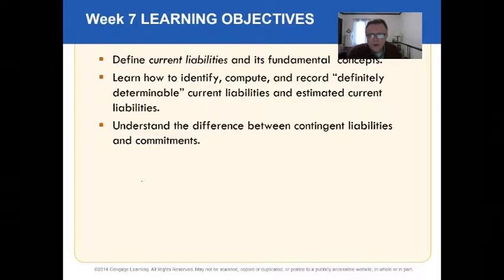Let's get into it. Quickly, the learning objectives for this week. We're going to look at and define what current liabilities are and their fundamental concepts, like what's driving the definitions of current liabilities. We're going to look at identifying, computing, and recording what's called definitely determinable current liabilities and estimated current liabilities, and the differences between those. And then we're also going to understand the differences between contingent liabilities and commitments. Sometimes those two are a little bit confusing, so make sure you're reading the book specifically. I'm going to cover them really quick here in this overview, but make sure you understand the differences out of the book as well.